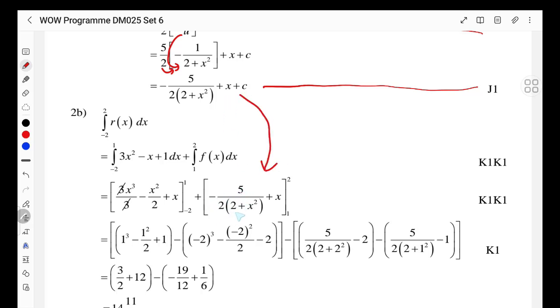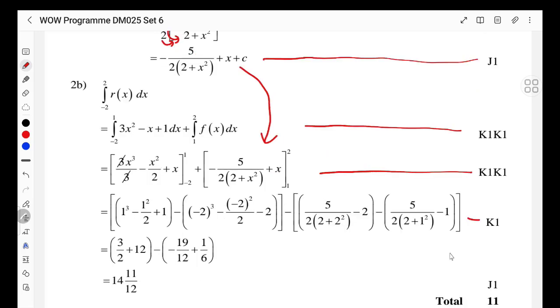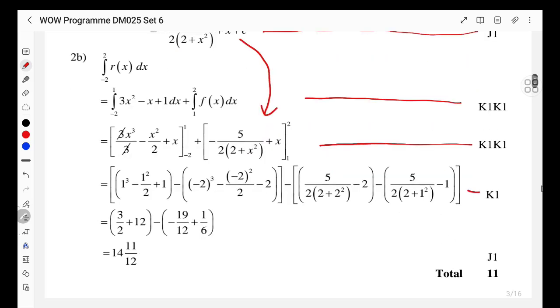Negative 5 over 2 times (2 plus x squared) plus x, evaluate from 1 to 2. Okay, so this is K1, K1, K1, K1, 4 marks there. And then another K1, you substitute the upper and lower limit into the function, you solve, and then you get your answer, 14 11/12. So total mark is 11 marks. Okay, alright, so that is for question 2b.